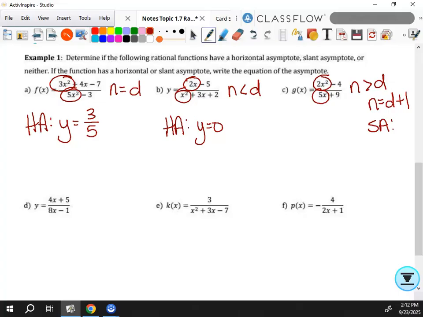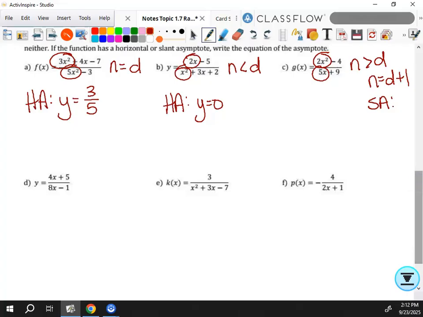And I have to find that by doing what? Magic? What do I do? Magic? Magic works, right? But how do I find what the y equals though? I divide, exactly. So I'm going to divide, no magic, sorry. I'm going to take 5x plus 9, and I'm going to divide it into 2x squared. Do I get to just put 2x squared minus 4? No, what do I need? Yeah, I need a plus 0x minus 4. Okay, I got to have that placeholder.